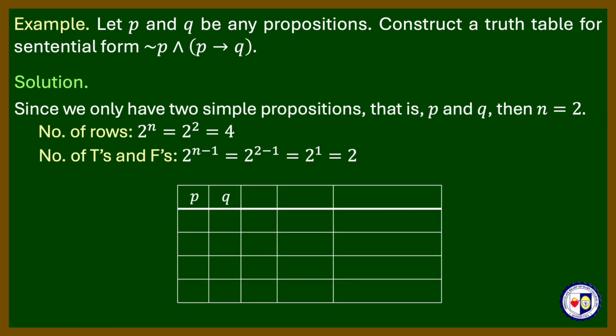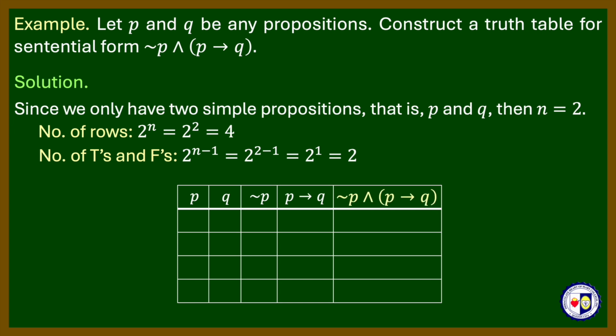Now, number of T's and F's. The number of T's and F's can be represented by this formula, 2 to the power of n minus 1. We all know that n is 2. That's why we have 2 raised to 2 minus 1 equals 2 raised to 1, or simply 2. That means we have 2 T's and 2 F's.